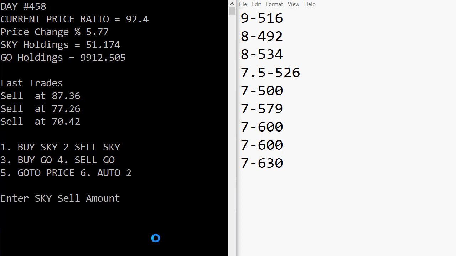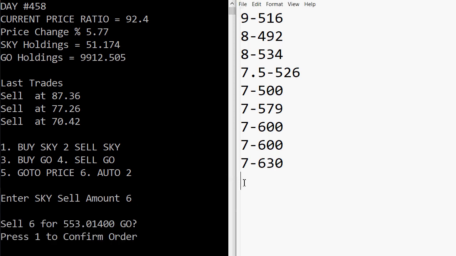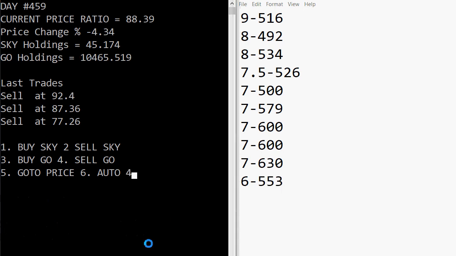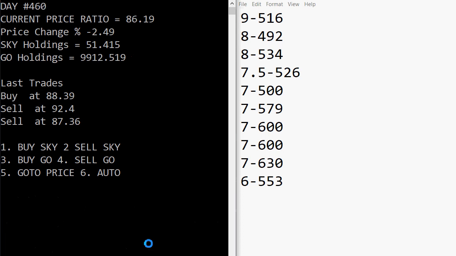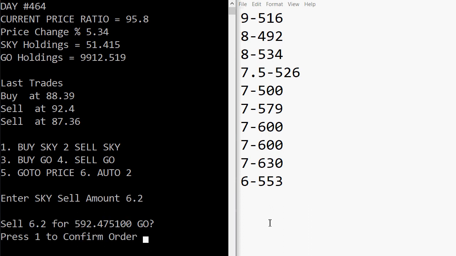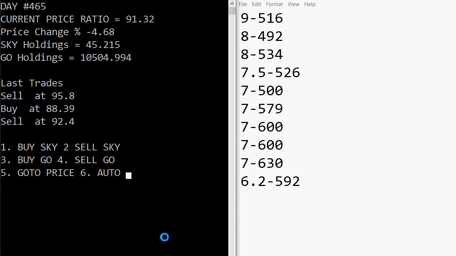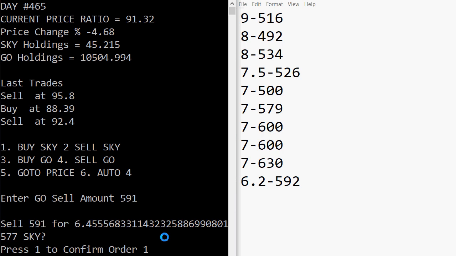Let's go aggressive. And when this is the case, I'm doing more than 10% for a 6% move, but it just can't keep going up. And I just realized that in the long term, it's going to work out. So I can go 553 back and get 624. And then it goes up, so I could sell 6.2 and get 592. And then I can just go sell this, go 591 and get 6.45.